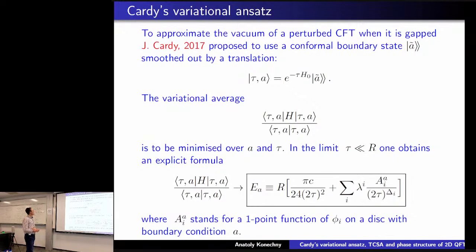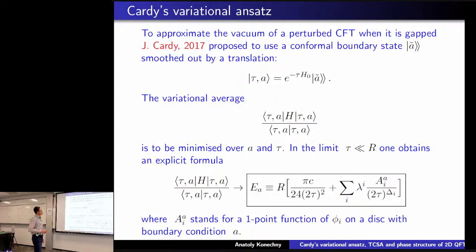I'm trying to develop the variational ansatz which Cardy proposed. He said essentially that at finite R, the asymptotics of your vacuum state should look like this. It should look like your chosen conformal boundary state smeared by some translation along the cylinder. Here tau is some dimensionful parameter, so it will depend on your mass gap, and H0 is the unperturbed CFT Hamiltonian, which shifts this vector.